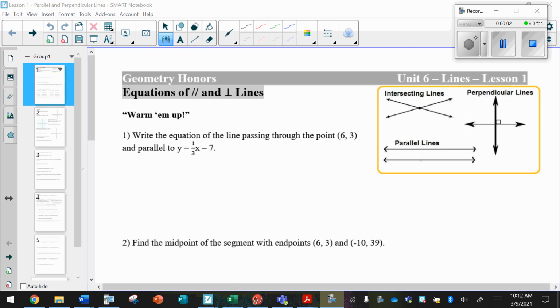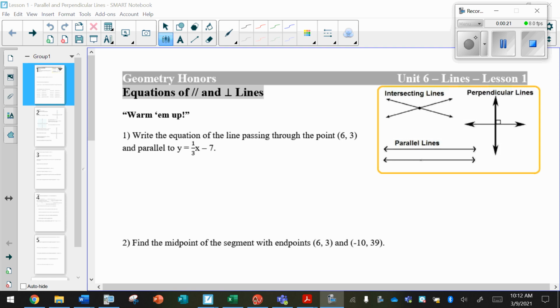Hello there, geometry friends. We are starting our next unit, Unit 6. This is going to be on lines, parallel lines, perpendicular lines, applications of lines, and distance from a point to a line, partitioning lines, all sorts of stuff with lines. So let's get right into it.